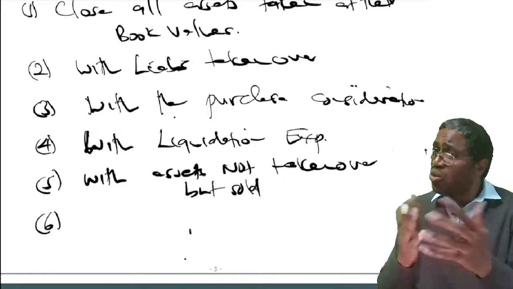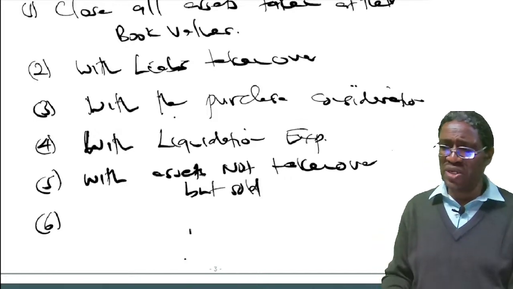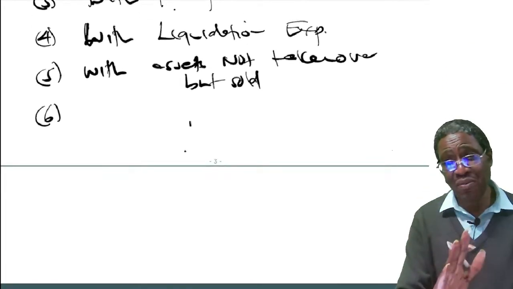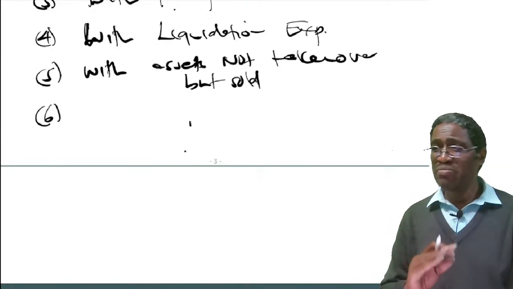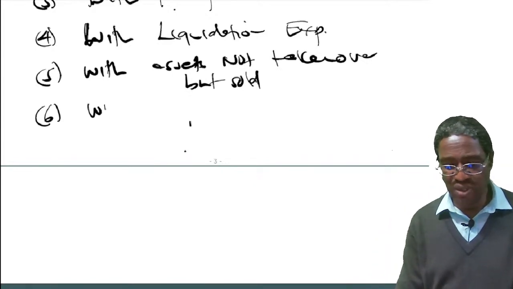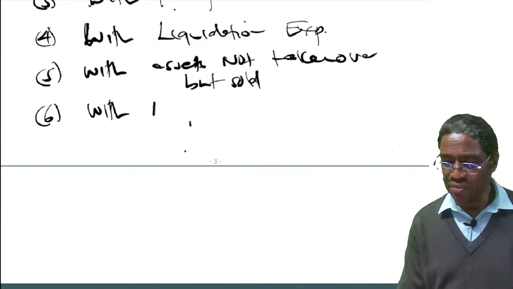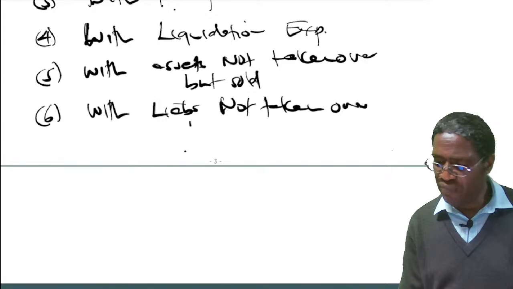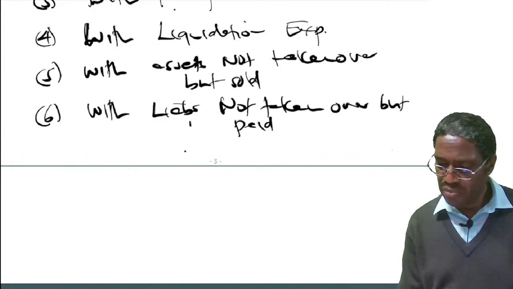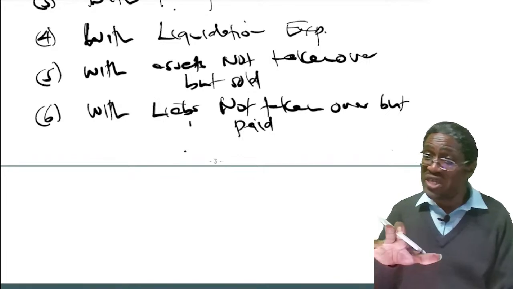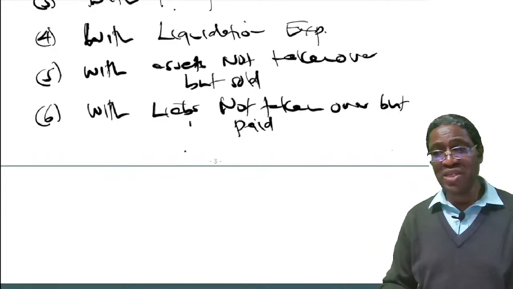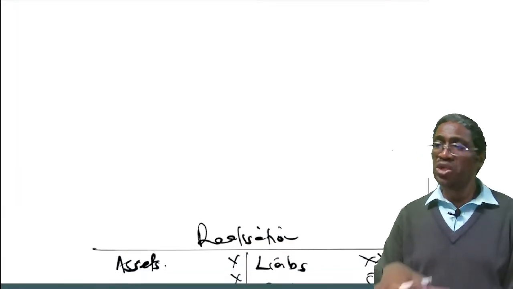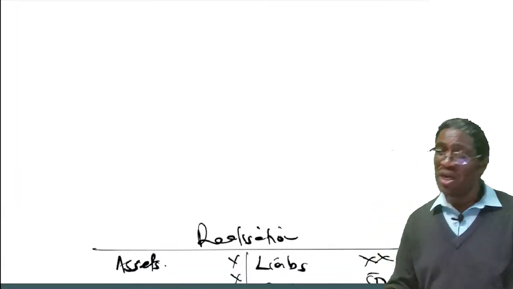Because we are liquidating the company, we can't leave any account pending. All accounts must be closed. So if there is such a liability which was not taken over by the purchasing company but paid by you, the selling company, we come and say number 6: with liabilities not taken over but paid by the selling company, of course you will debit the liability. Don't forget, liabilities are always a credit balance, and therefore you credit bank and you debit the liability.